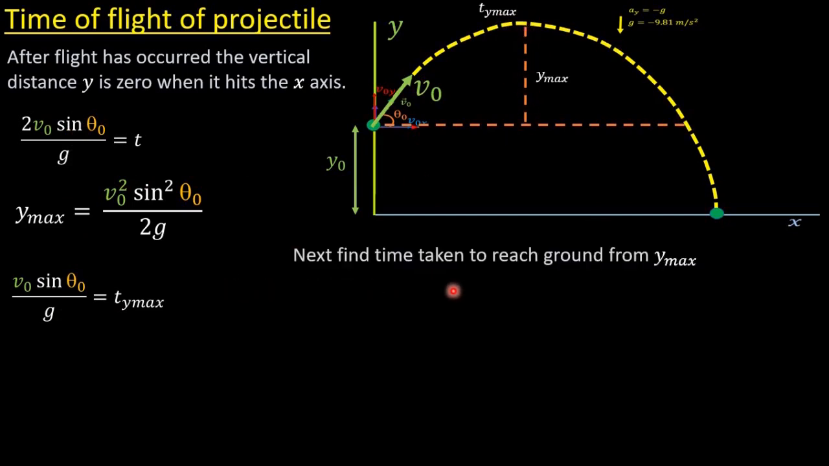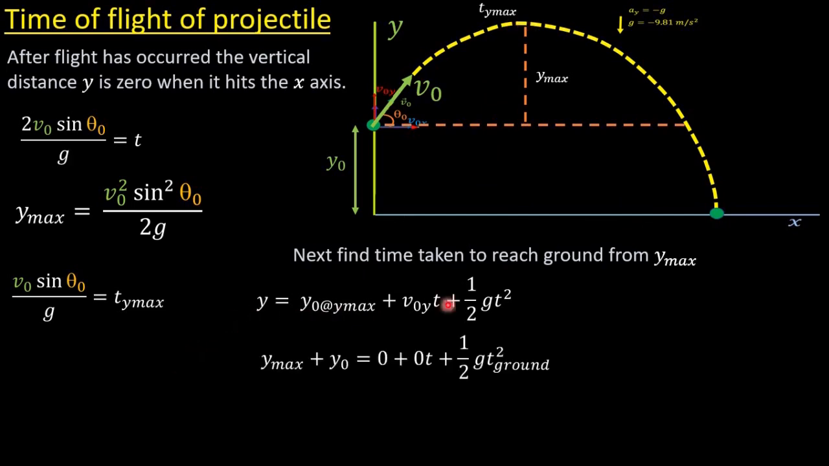So next we need to find the time taken to reach the ground from y sub max. So we need to find the time taken for the projectile to go from this point down to the ground. For that I'm going to use this equation where I'm going to say the final position is going to be y. So the final position is going to be this distance here along the y direction, and the initial position I'm going to call y sub 0 at y max. So this is the initial y position at this point here at y max. And then I can say y, the final y position, is equal to y max plus y0, because the final y position from this point is going to be that distance plus y0.